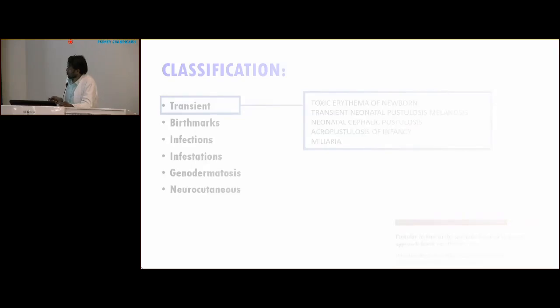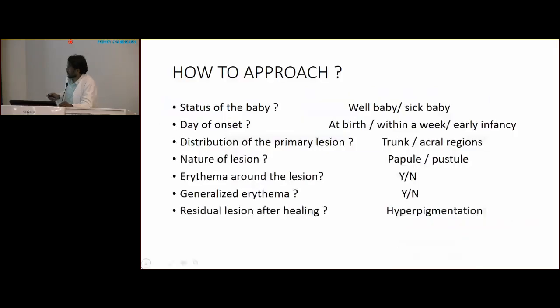So how to approach this problem of a rash which appears in the neonatal period? First of all, the questions which should come to our mind are: status of the baby, day of onset, distribution of the primary lesion, nature of the lesion, erythema around the lesion, whether generalized erythema is present or not, or whether there is a residual lesion after the rash has disappeared. With this set of questions, we can come to a conclusion or a diagnosis.